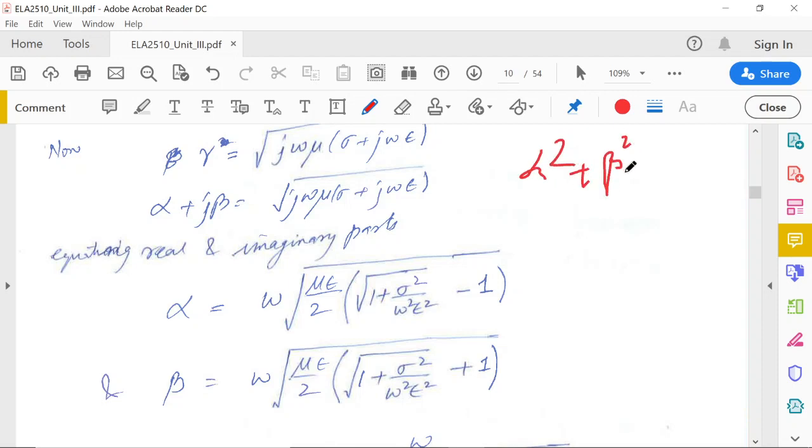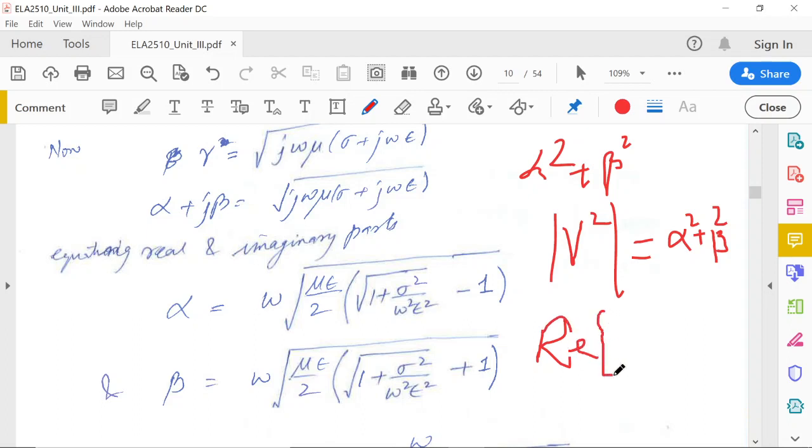How do we find alpha square plus beta square? If you take gamma square and take its magnitude, then you will get alpha square plus beta square. And if you take the real part of gamma square, then you will get alpha square minus beta square. You can verify that, and then you can solve these two equations to get alpha and beta.